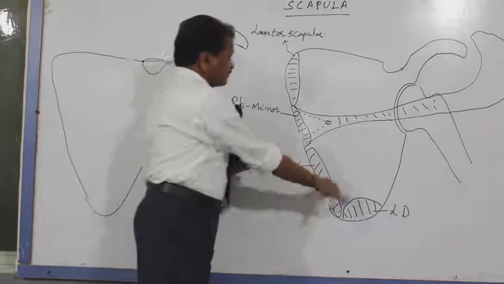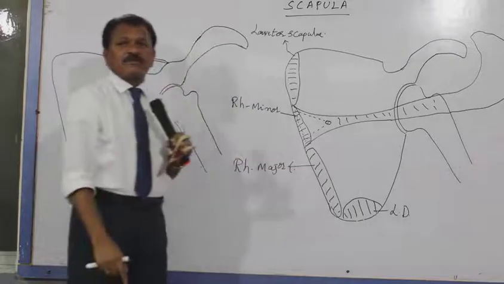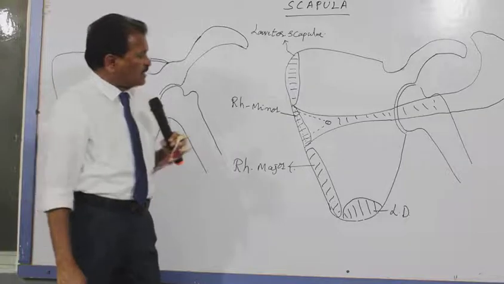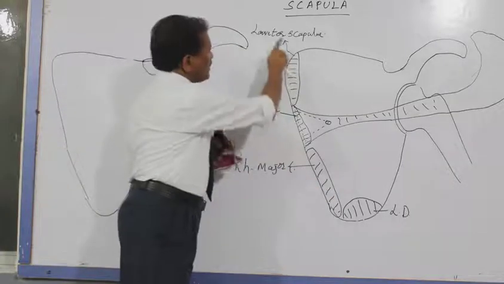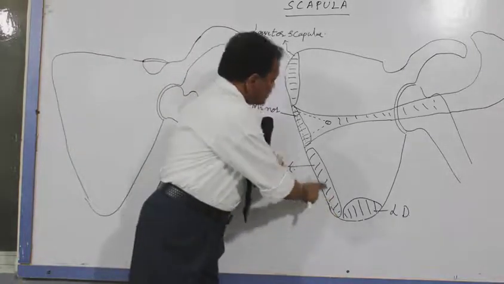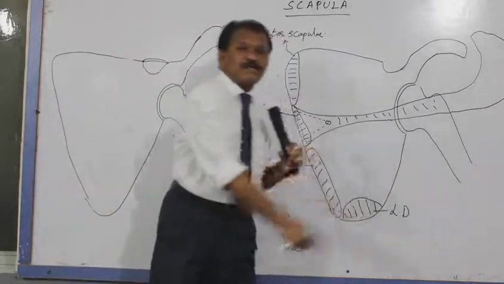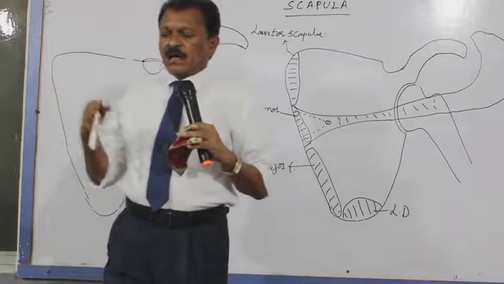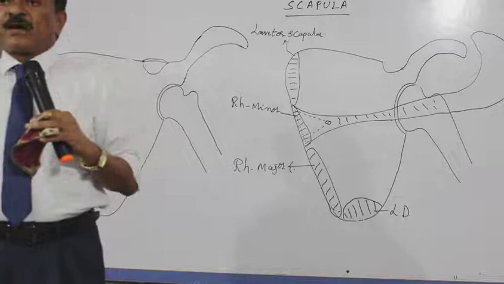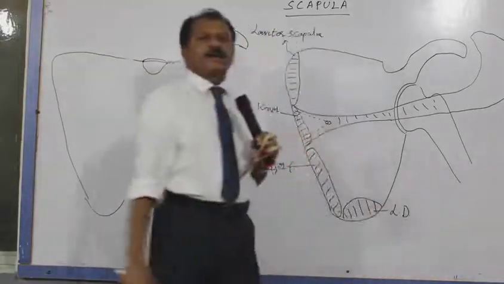And you must remember this: for these muscles there is no origin along the medial border and the dorsal surface of the scapula. They are all muscles here, meaning levator scapulae, rhomboideus minor, rhomboideus major, and these muscles are inserted. But the latissimus dorsi muscle origin takes place from the dorsal surface at the level of the inferior angle of the scapula.